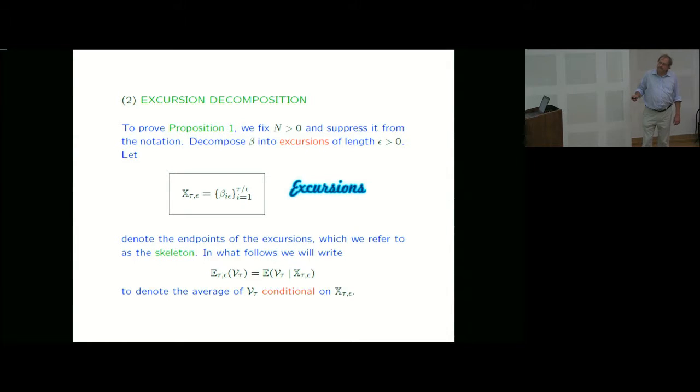Now, I should be carrying around this n everywhere because n is fixed, but I'm not going to do that because it would mean I have to add this index n on all the formulas. So the n is suppressed everywhere from the notation for the argument that we're doing now, but it is there. Everything is really living on this finite torus and n is kept fixed until we have managed to prove proposition 1.